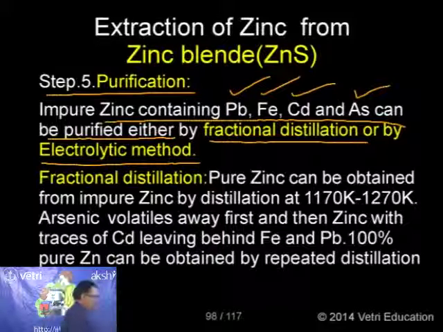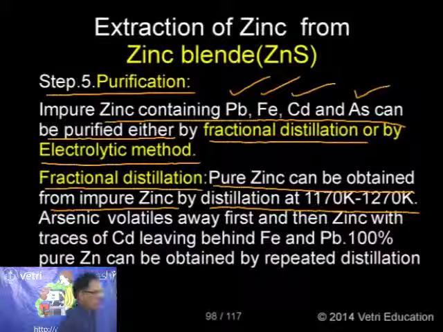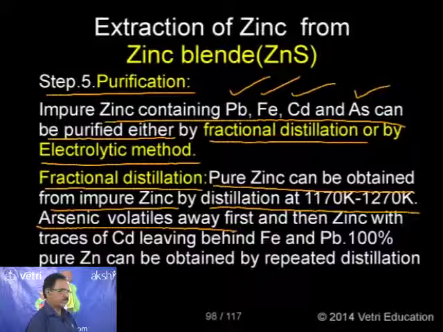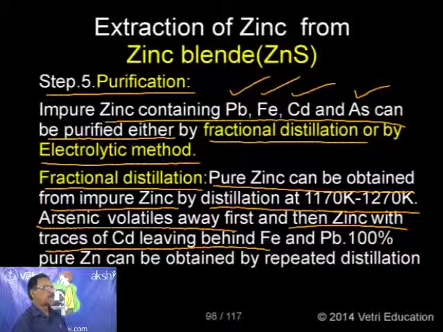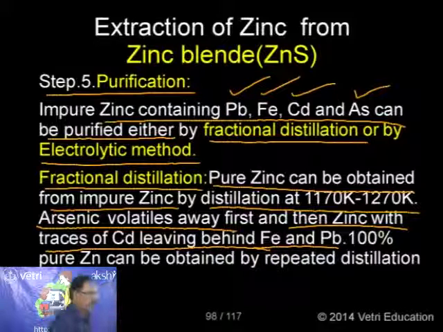Under fractional distillation, pure zinc can be obtained from impure zinc by distillation at 1170 Kelvin to 1270 Kelvin. So at this high temperature we are doing distillation. When we are heating at this high temperature, what will happen? Arsenic present as an impurity volatilizes away first. Then zinc metal with traces of cadmium also comes out as a volatile, leaving behind iron and lead, which are non-volatile.